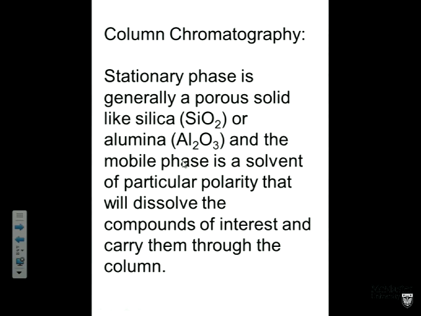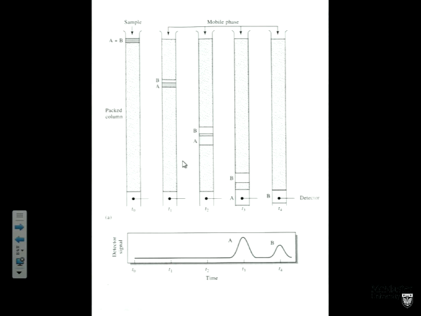But if we choose a compound with too much polarity, all the compounds will remain in the polar solvent and come off the column. If we choose a compound with too little polarity, everything will stick to the column.